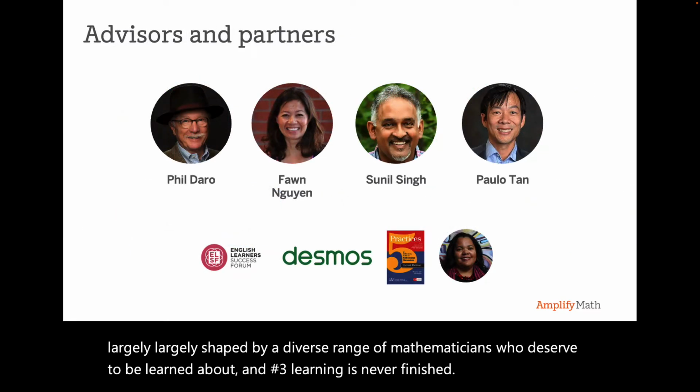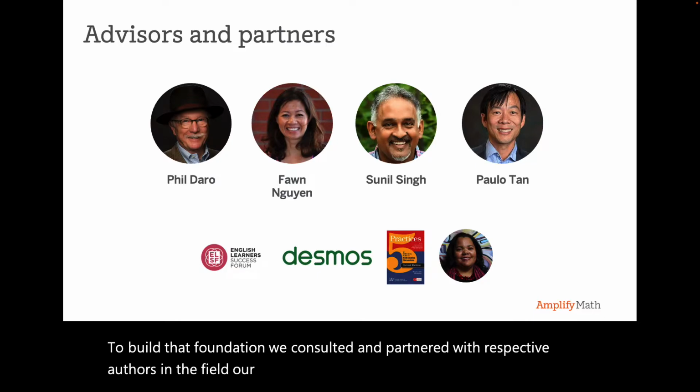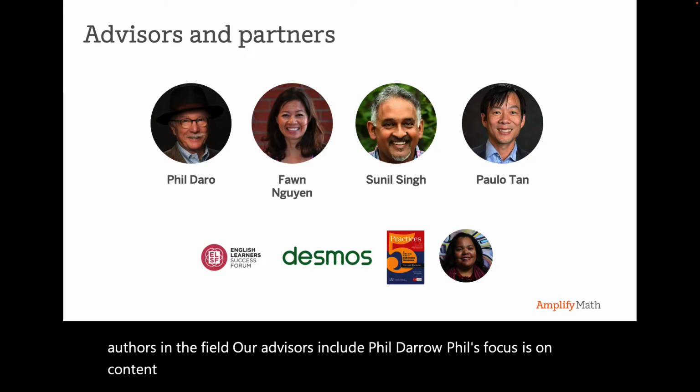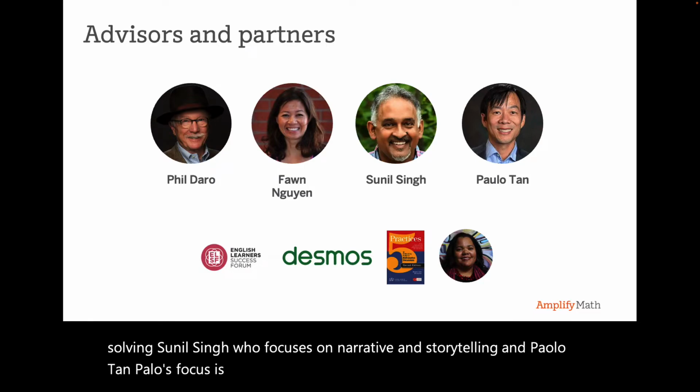To build that foundation, we consulted and partnered with respected authors in the field. Our advisors include Phil Darrow. Phil's focus is on content modification and strategy. Fawn Nguyen, who focuses on problem solving. Sunil Singh, who focuses on narrative and storytelling. And Paolo Tan. Paolo's focus is on ensuring our materials help you support all students in experiencing success in math.